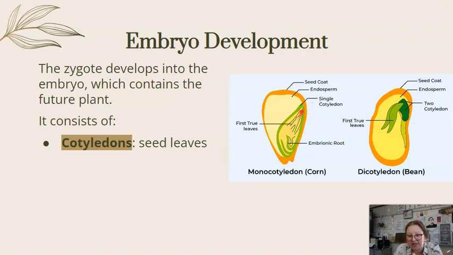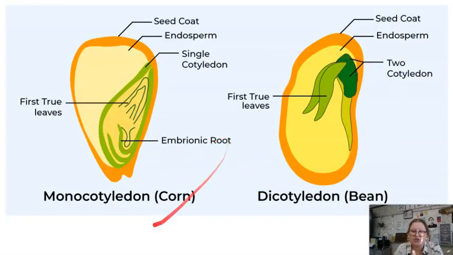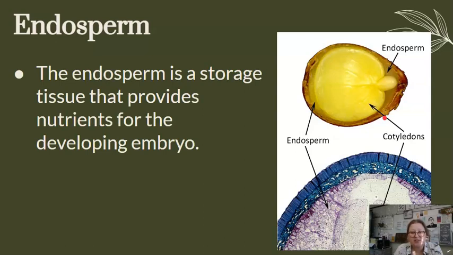And then in the monocot, here's the single cotyledon up here. It has the radicle, which is the embryonic root. So it's right here on the monocot in the corn, and then it is over here for the bean. And then the plumule is the embryonic shoot, which is kind of hidden within the cotyledon here and here. All right, so here's just a closer up picture of that. So our radicle is our embryonic root. Plumule is the embryonic shoot. We have our cotyledons. Monocots have 1. Dicots have 2.